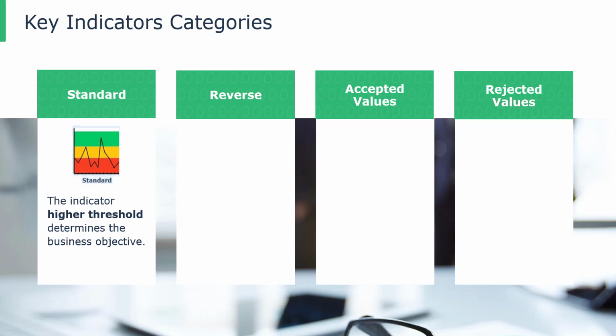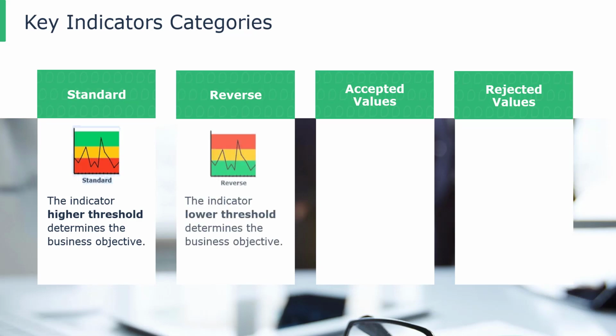So first one is the standard category, which is commonly the most frequently used. This type of key indicators are those for which the higher threshold determines the business objective. Then we have the reverse category, which is the opposite of the standard. For these type of key indicators, the lower threshold determines the business objective.